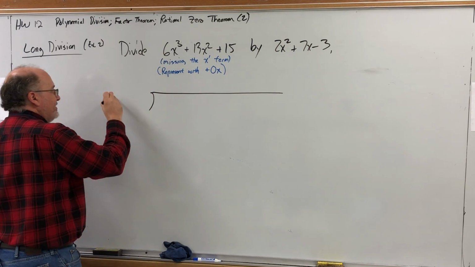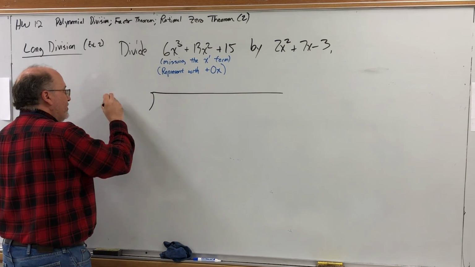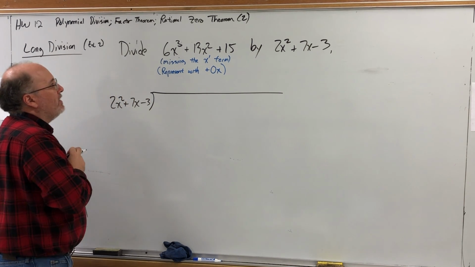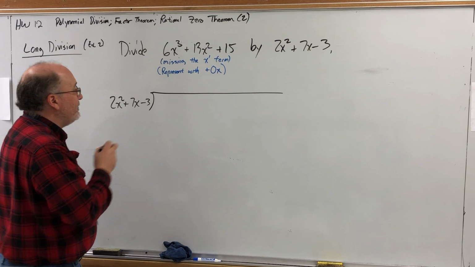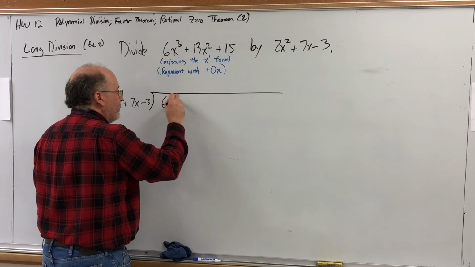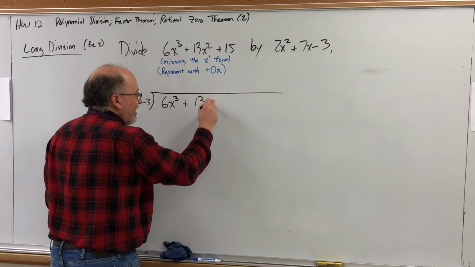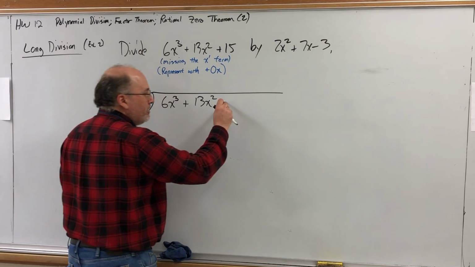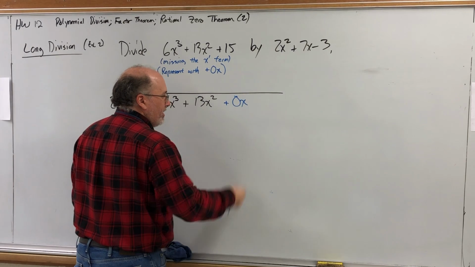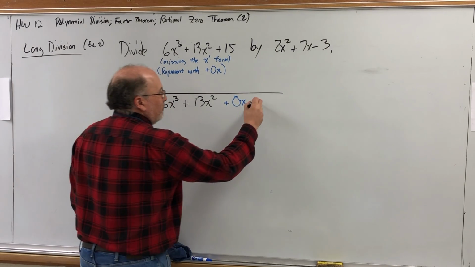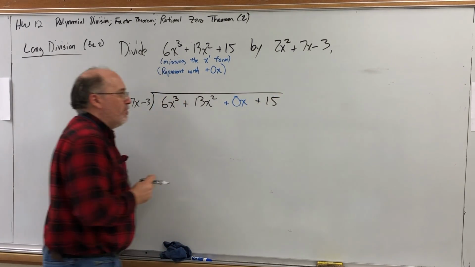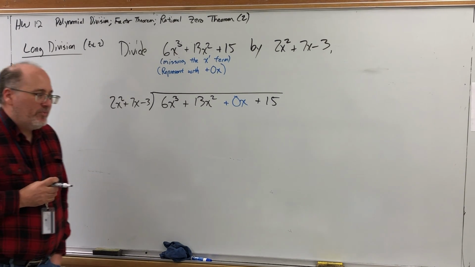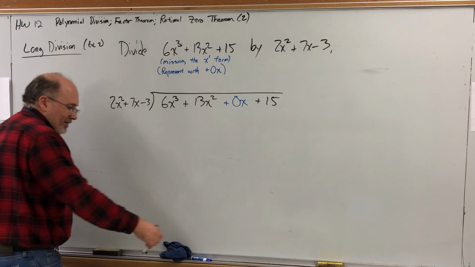Our divisor is 2x squared plus 7x minus 3. And our dividend is 6x to the third plus 13x to the second. And normally I would be expecting my x term. There are none, so I'm going to represent it with +0x. And then the constant plus 15. You'll see in a moment why that x term is necessary, or you can get away with it, but it sure is convenient. All right, let's go through the motions.